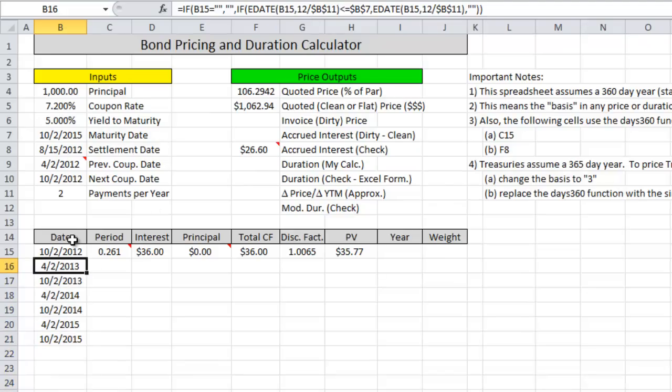Now I would like you to create a bond pricing calculator that can handle bonds that have 30 years to maturity and make semi-annual coupon payments. So let's do that.